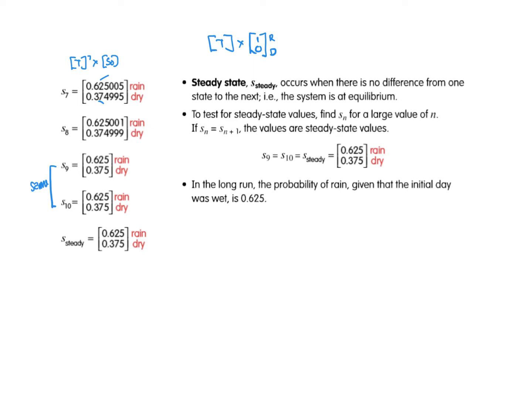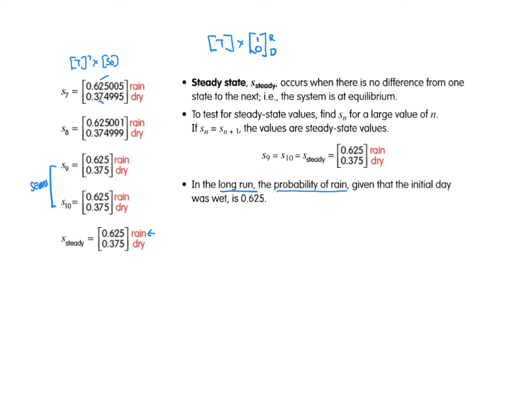So we might say, and here they've said, in the long run, the probability of rain, or percentage of rain, is 62.5%. Okay, so you would have got there if you did S0 to the power of 50, because you definitely passed the 9th and 10th day.